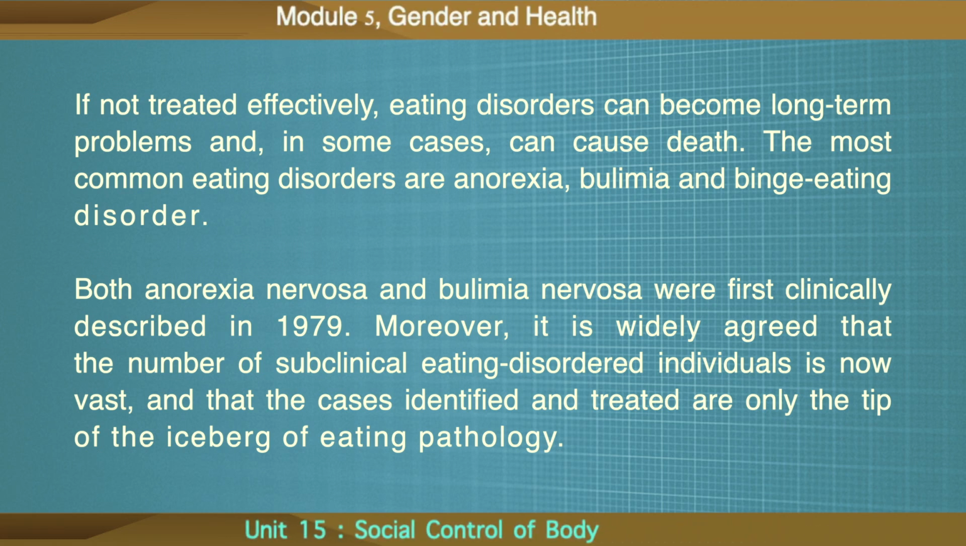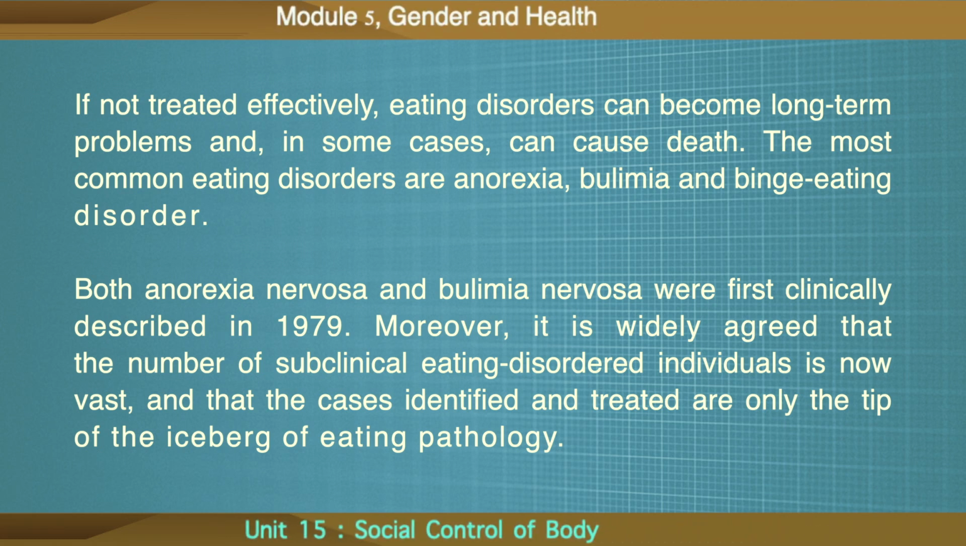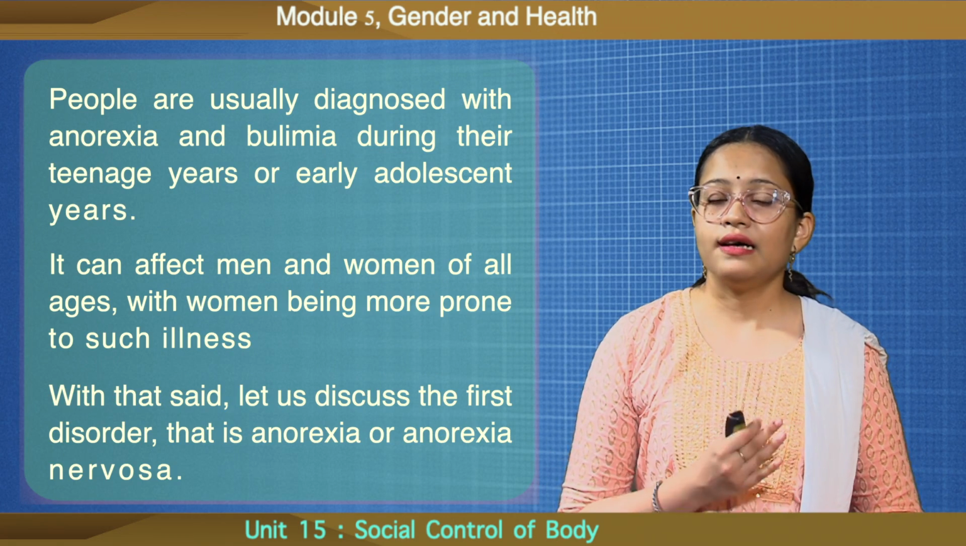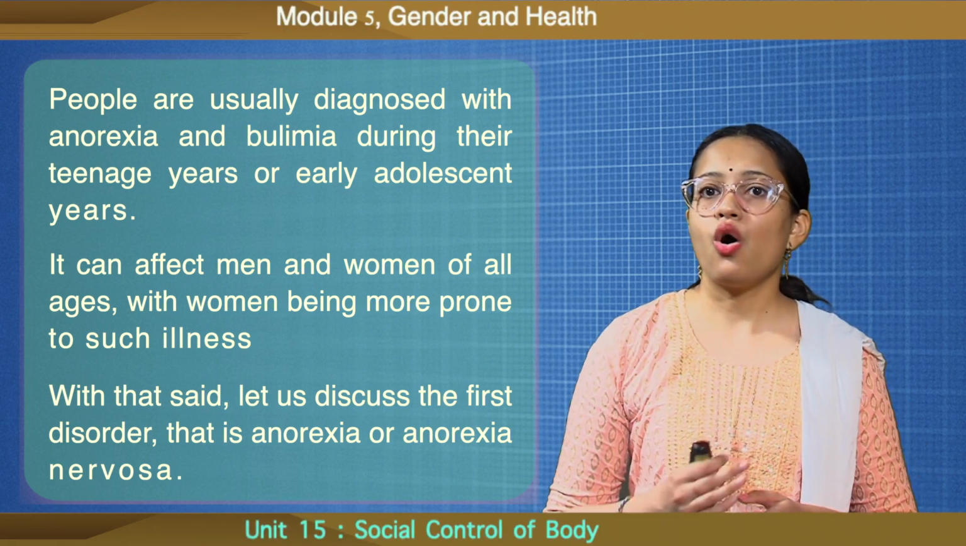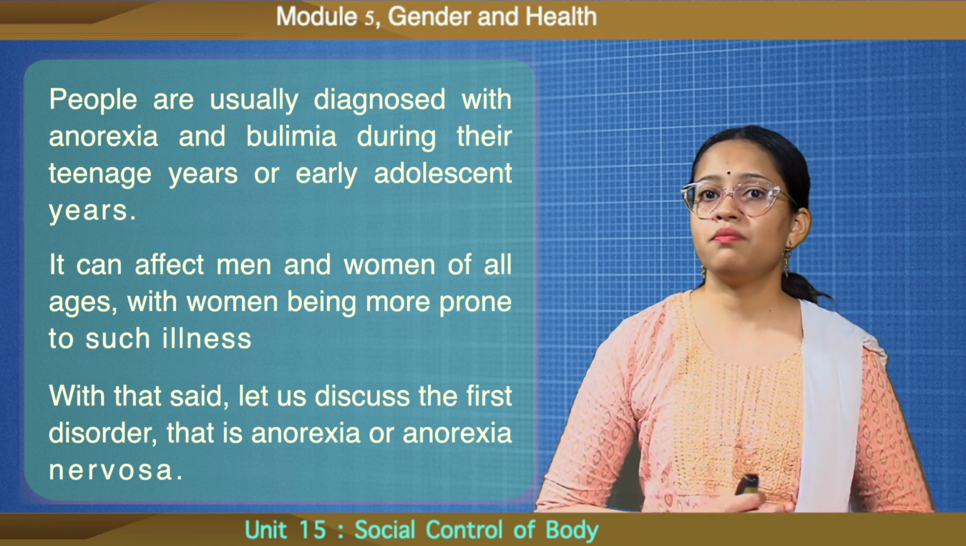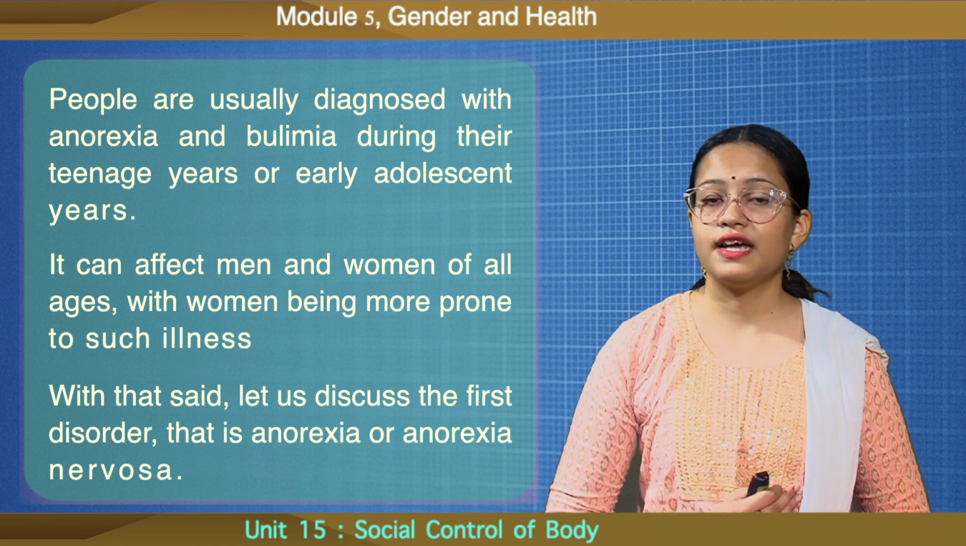Both anorexia nervosa and bulimia nervosa were first clinically described in 1979. Moreover, it is widely agreed that the number of subclinical eating disordered individuals is now vast, and that the cases identified and treated are only the tip of the iceberg of eating pathology. People are usually diagnosed with anorexia and bulimia during their teenage years or early adolescent years. It can affect men and women of all ages, with women being more prone to such illness. With that said, let us discuss the first disorder, that is anorexia.